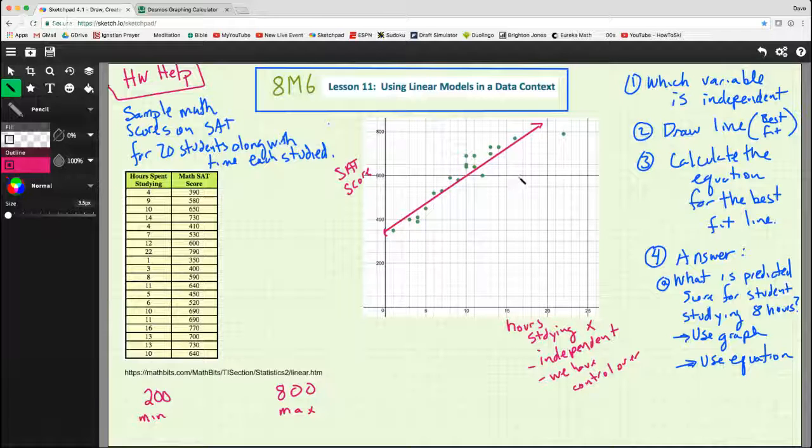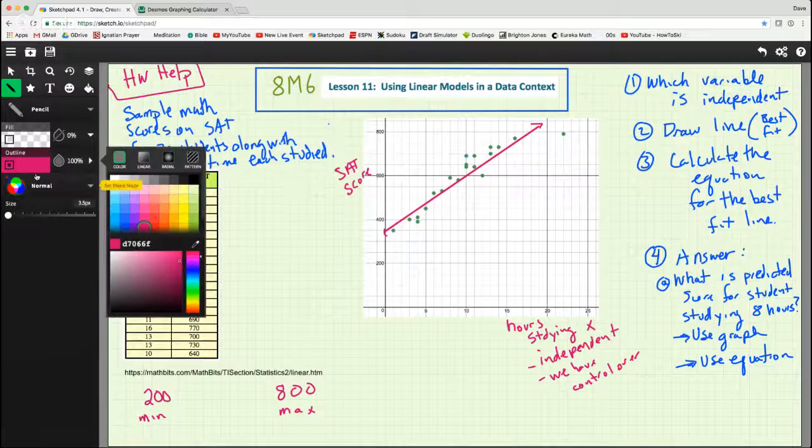So at any rate, some of you may have had a line that looks more like this, maybe more like that. And that might be okay, as long as you can justify your reasoning on a test. We haven't learned yet how to find the best fit line, and so that's okay. As long as you have a line and you can justify which one you use, your teacher should be quite okay with that. But this one is the best fit line.